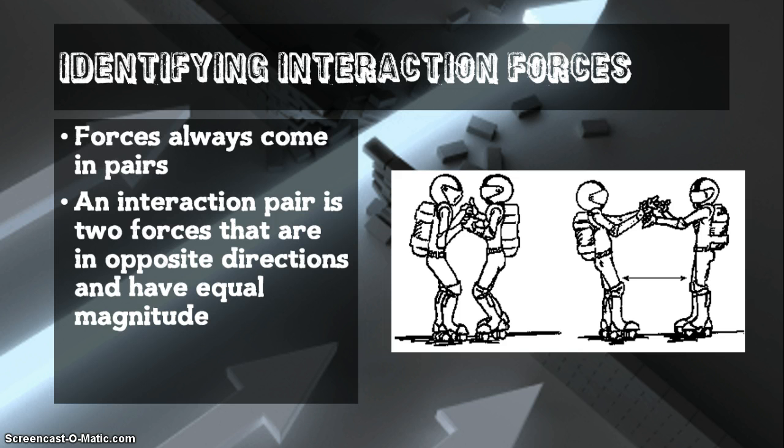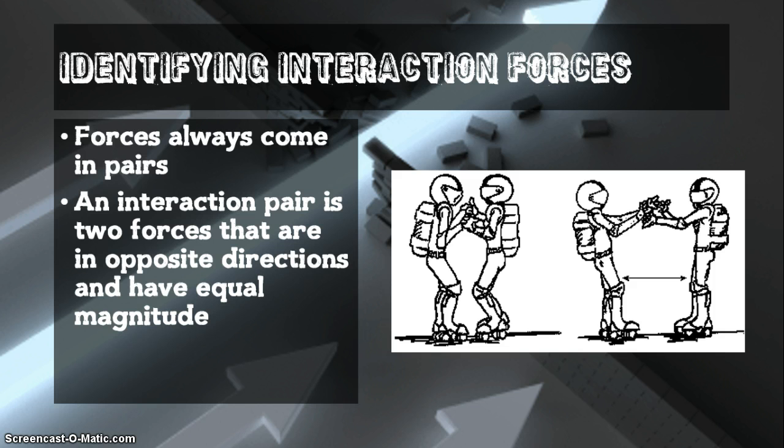And what we call an interaction pair is when we have two forces that occur in opposite directions and they have equal magnitude. And what I mean by that is consider these two space people on the right. They're on roller skates and they push each other. As you can see, if the one on the right pushes the one on the left, he pushes the one on the left back, but the one on the left also causes the one on the right to move backwards as well.